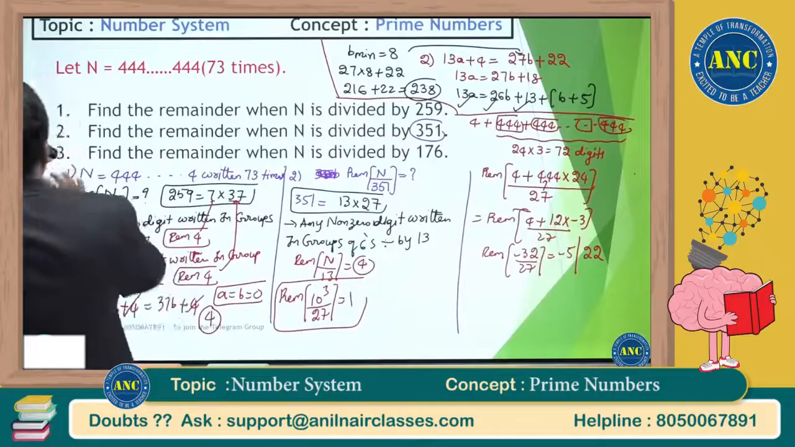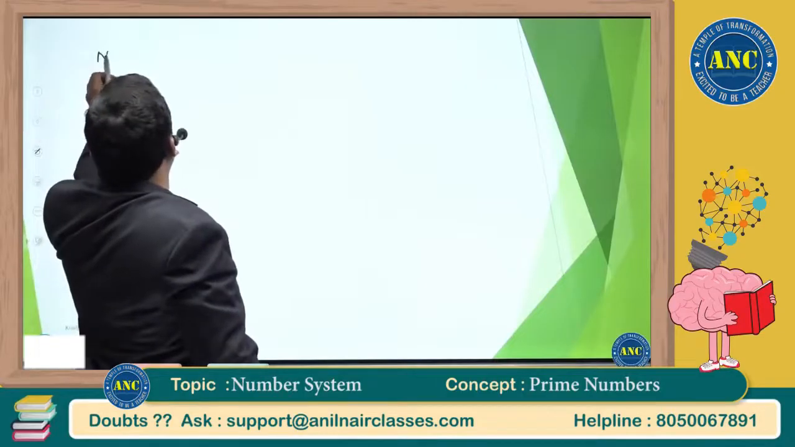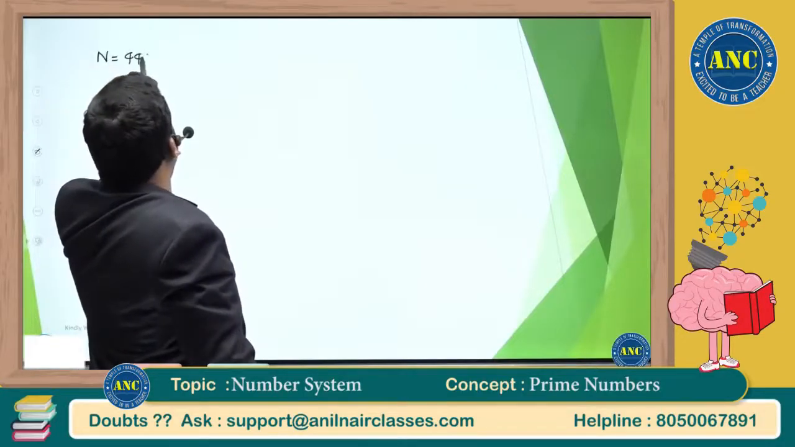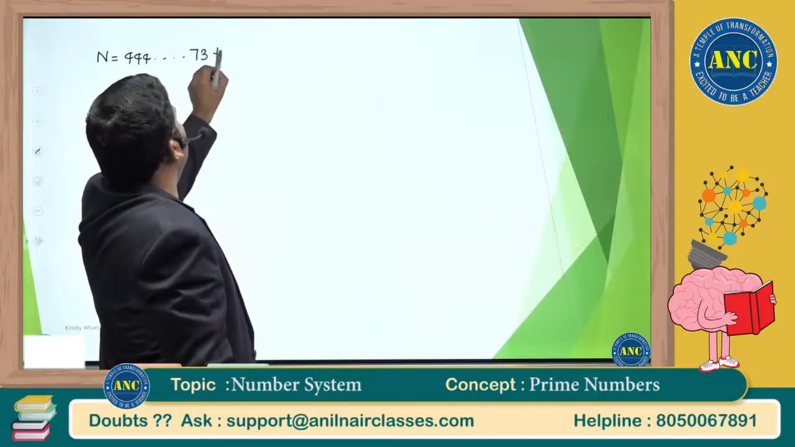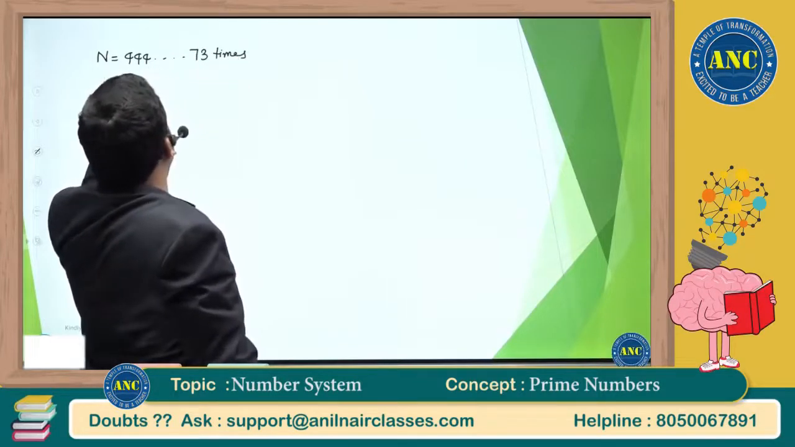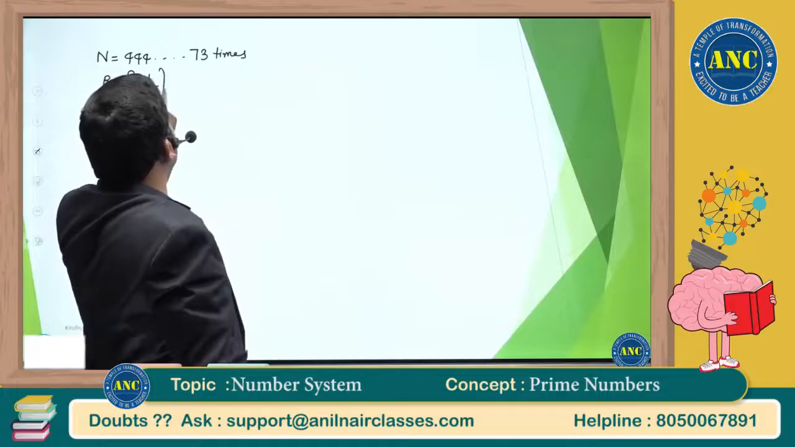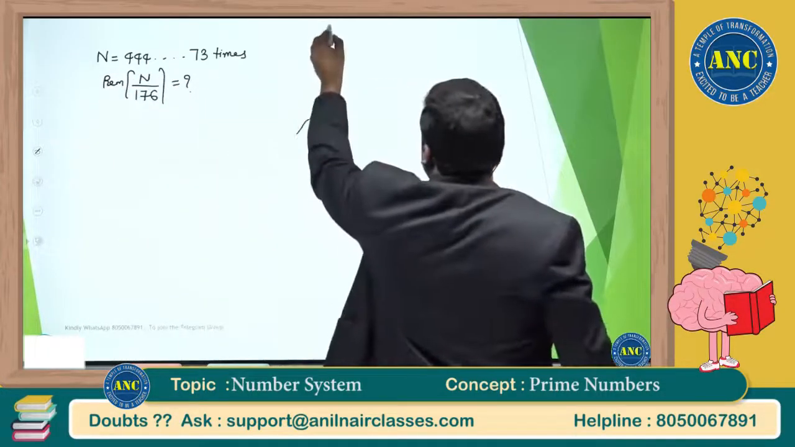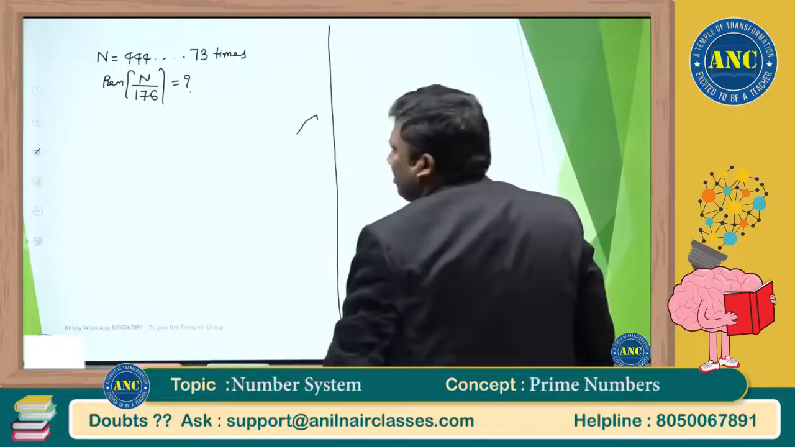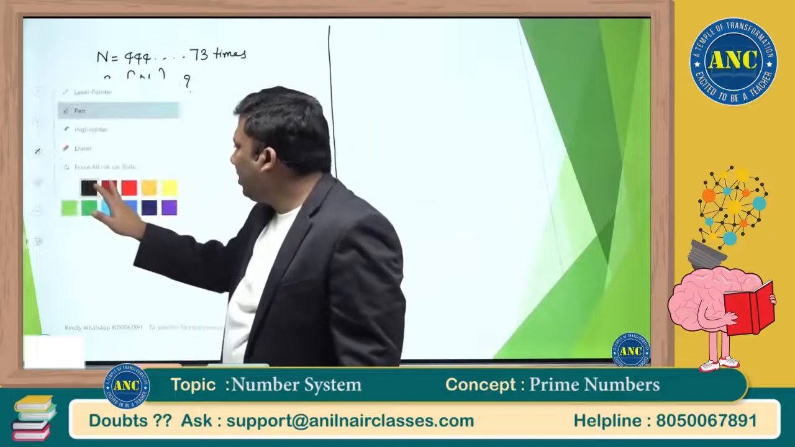The third problem we did not do. Let us do it in the next slide. The question is: n is equivalent to 4444444 written 73 times. Find the remainder when n is divided by 176. Now, please see here.